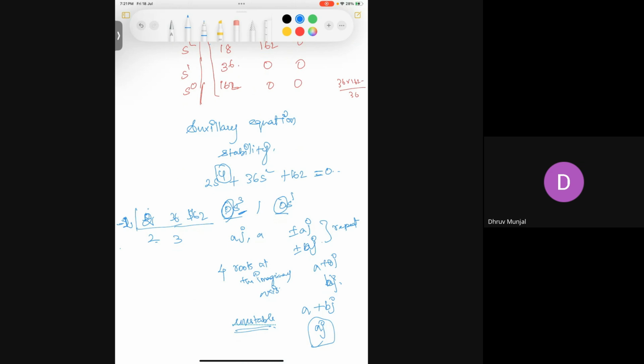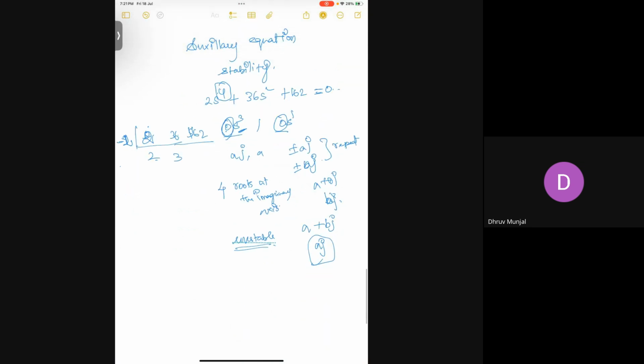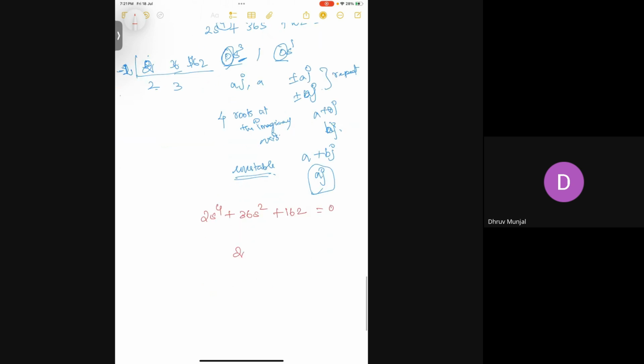By just looking at this equation, how did you find that it will be imaginary? For sure. If you look, I'm writing it in color. See, s^4 + 36s^2 + 162 = 0. When you try to find the roots for this, it is supposed to look like this, right?